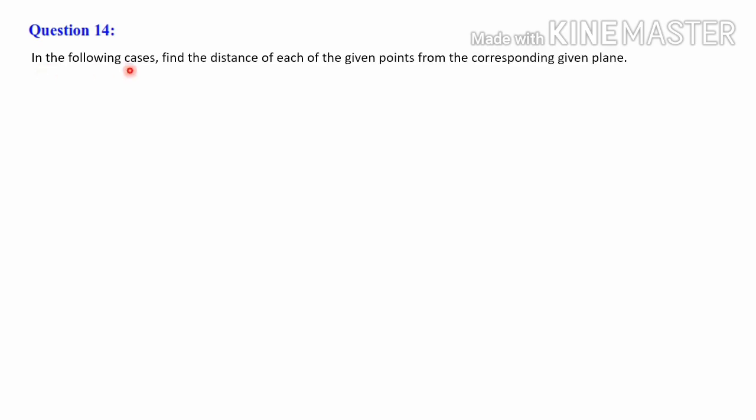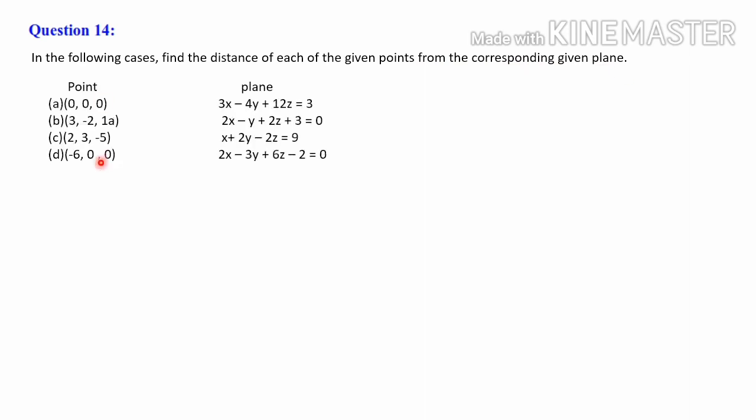Next we shall discuss question number 14. Question is, in the following cases find the distance of each of the given points from the corresponding given plane. So here points are given in one column and the equation of plane is in another column. So first point is 0 0 0 and the equation of the plane is 3x minus 4y plus 12z is equal to 3.